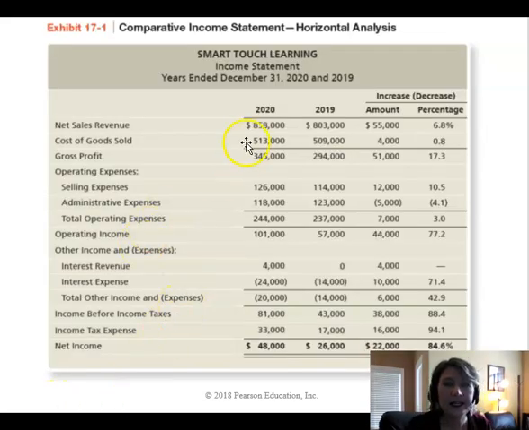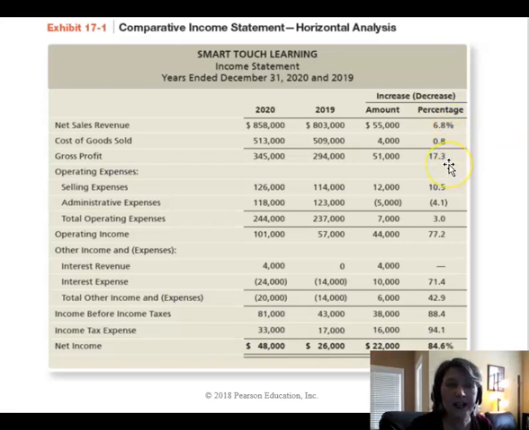Okay, so now let's look at an income statement that has the horizontal analysis computed on it. So in this situation, we have the net sales revenue from 2019 to 2020 went up by 55,000, and when we divided it by the base year, we got 6.8%. So that's good. We increased our revenue by 6.8%. But even better than that, when I look at my cost of goods sold, it did not go up very much, 0.8%. So what this is saying is that I sold it for a higher price, but I didn't have to pay more for these items that I got.